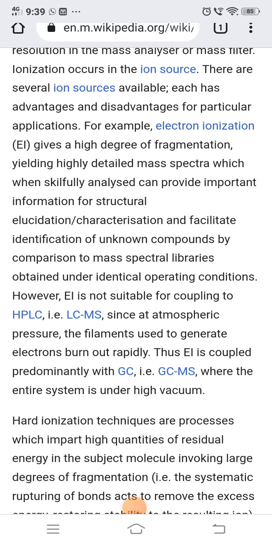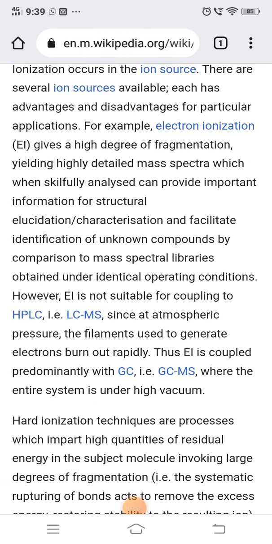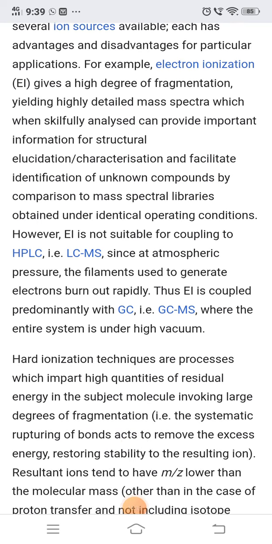However, electron ionization is not suitable for coupling to HPLC, since at atmospheric pressure the filaments used to generate electrons burn out rapidly. Electron ionization is coupled predominantly with gas chromatography, where the entire system is under high vacuum.